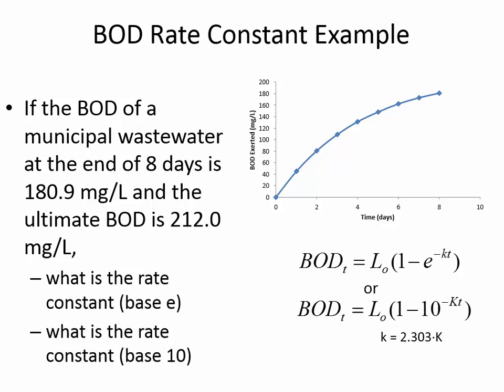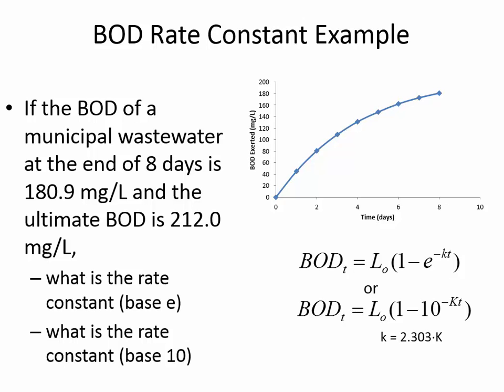The way that we're going to do this is take the logarithm of both sides now, and that leads to kt is equal to negative ln of 1 minus BOD t divided by L naught. And finally, k is negative logarithm of 1 minus BOD t divided by L, and all of this divided by t. So we'll substitute in some values now. Negative logarithm of 1 minus our BOD at the end of 8 days, which was 180.9 milligrams per liter, over the ultimate BOD, which was 212, and then all of that divided by t, which was 8 days.